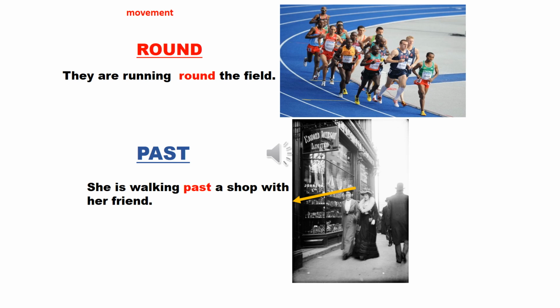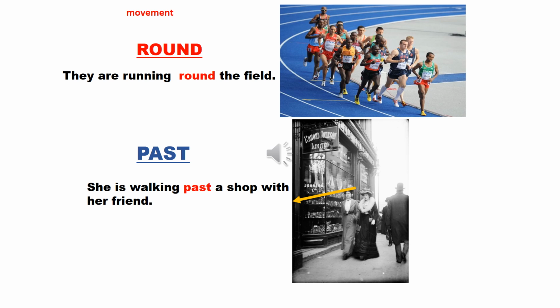Let's look at the slide here. First one we are having round. And now look at the picture. What they're doing? They're running round the field. When something is happening in a motion of circular way, then we do use the preposition round.